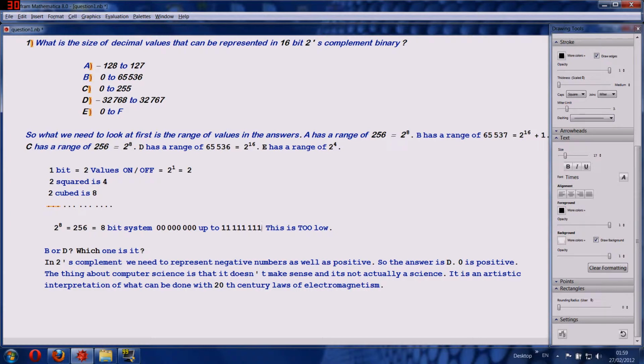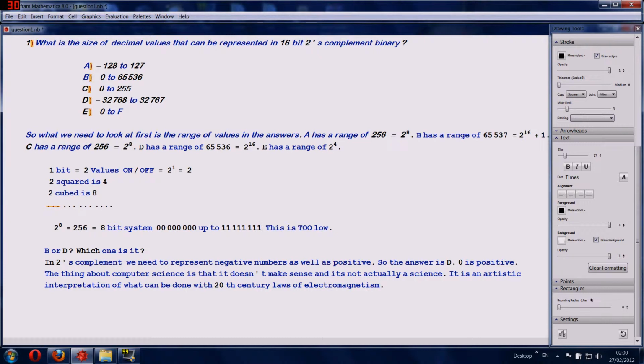Zero is positive. The thing about computer science is it doesn't actually make sense, and it's not actually a science. It's an artistic interpretation of what can be done with 20th century laws of electromagnetism. And everyone's like that, really. It's not the truth, because if you look at Wikipedia, they'll tell you it's only verifiability. There's no truth. How can there be truth unless it's been verified? So we just verify this as much as we can, because as humans, that's all we can do, just verify pre-existing conditions. A priori doesn't exist, because you can't know anything prior to experience. But then you persuade yourself you can know facts. But anyway.